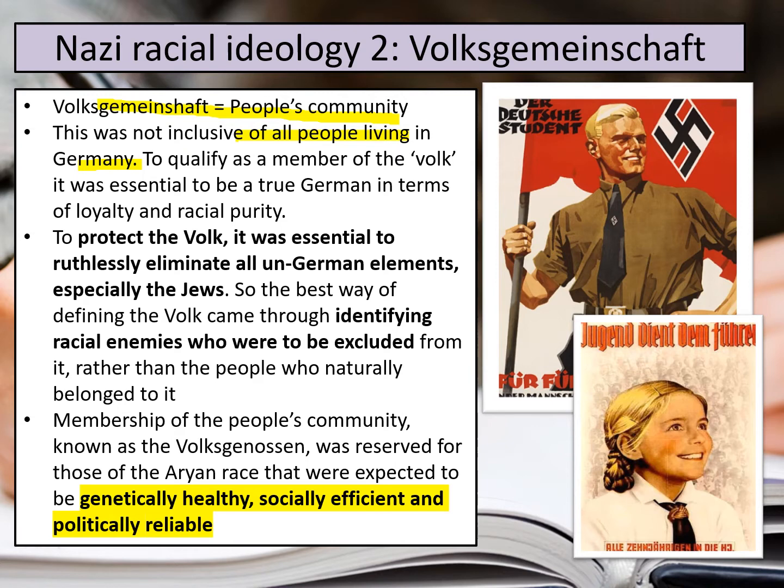To qualify as a member of the Volk or people, it was essential that you were a true German in terms of your racial purity, but also your loyalty to the regime and whether you fit into the social norms. The Nazis believed in this idea so much that they believed it was essential to try and ruthlessly eliminate all un-German elements, especially people that were Jews.